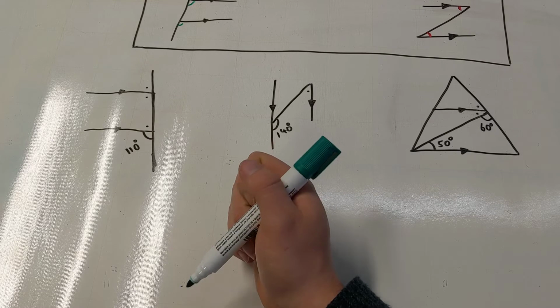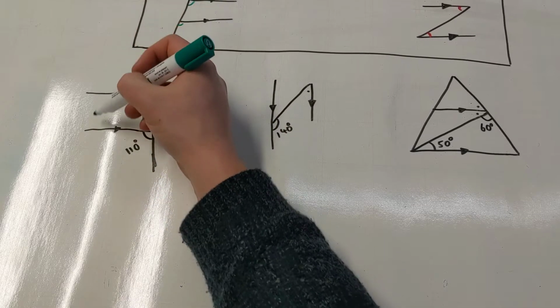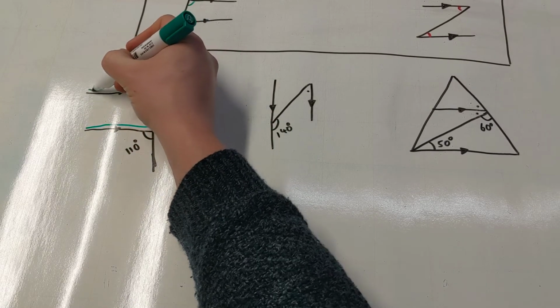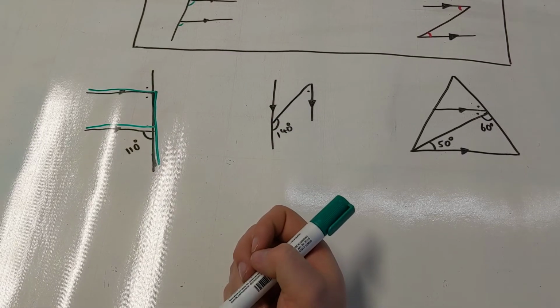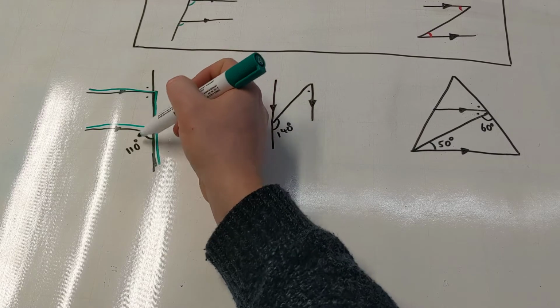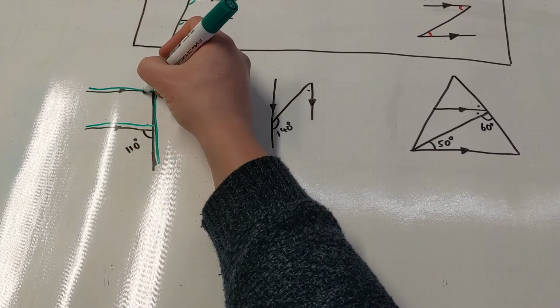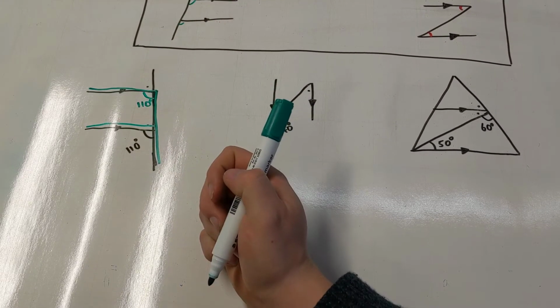And so, what I'd be doing here straight away is saying, I've got an F shape, haven't I? It's backwards, but I've got an F shape here. And because I've got that F shape, that means my angles inside the F match. So if this is 110, then this one here has to be 110 as well.